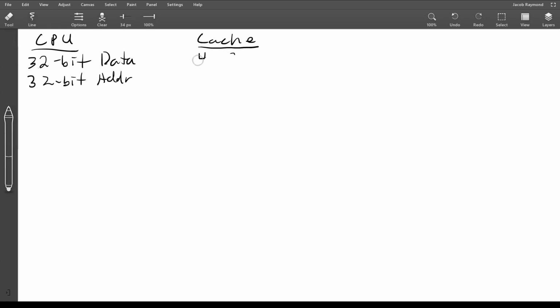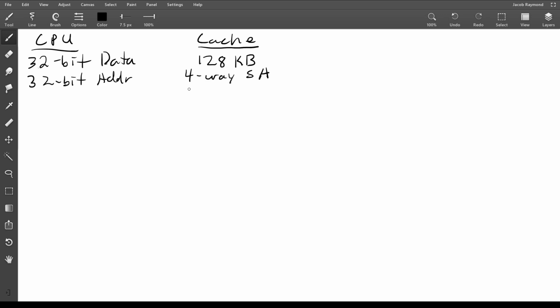Actually, we'll go a bit more realistic, something like 128 kilobytes. And we want the cache to be 4-way set associative. And we want our cache lines to be, let's say, 8 words. Okay, well, now how can we break apart the address, right? We know we have 32-bit addresses, meaning our address is in total going to be 32 bits, and so we just need to break that apart.